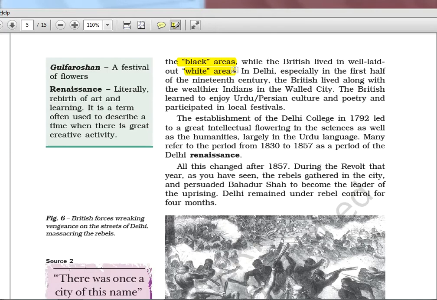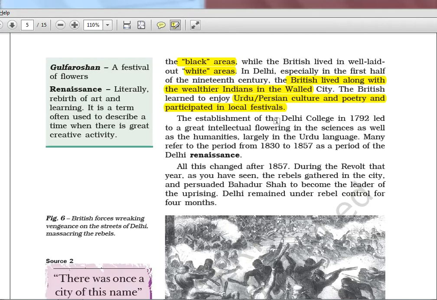In Delhi, especially in the first half of the 19th century, the British lived along with the wealthier Indians in the walled city. That is what happened in the first half of the 19th century. The British learned to enjoy Urdu, Persian culture and poetry and participate in the local festivals. So a kind of mingling began, you can tell, by the 19th century.